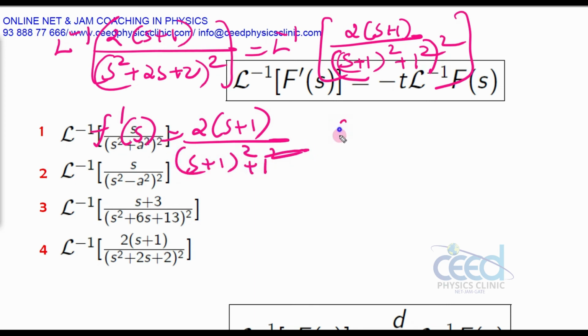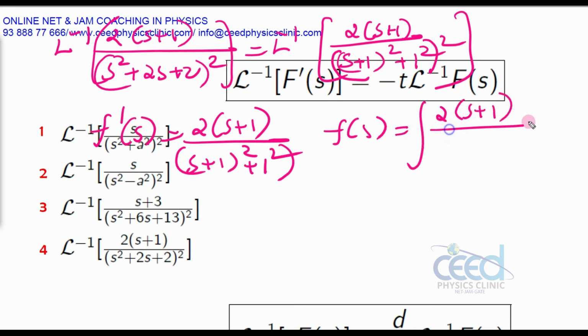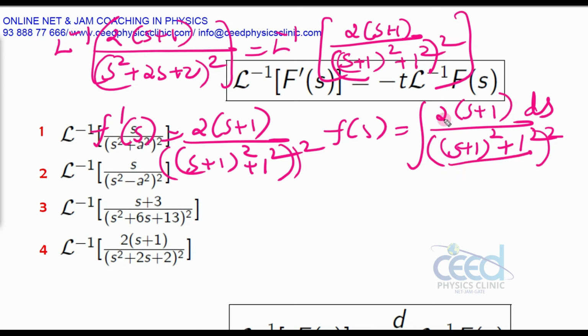If this is f dash, what is f of s? F of s is the integral of this, that is the integral of 2 into s plus 1 divided by s plus 1 the whole square plus 1 square. We may put one more bracket here, so we have the whole square here, and here also we have one whole square, ds. Now if I take this as t, I will get this as dt.